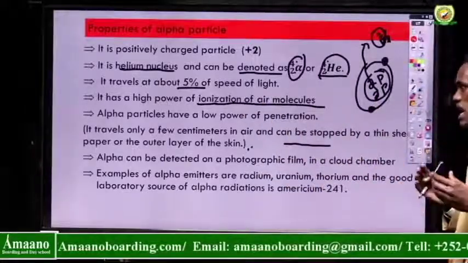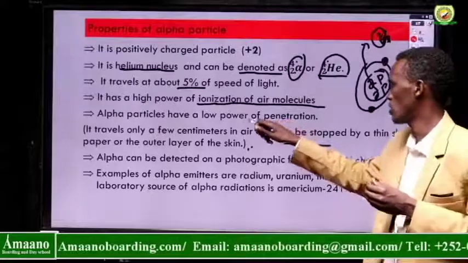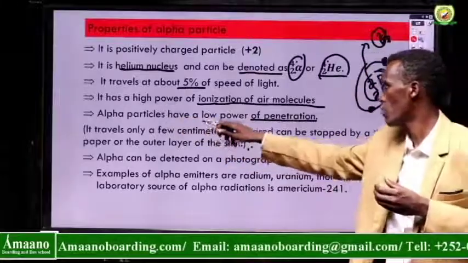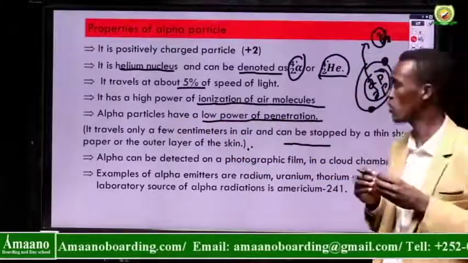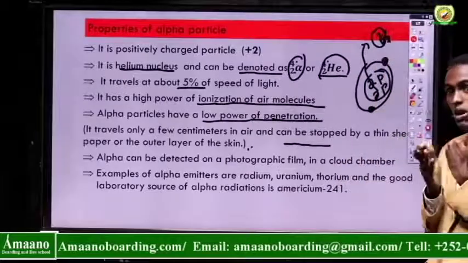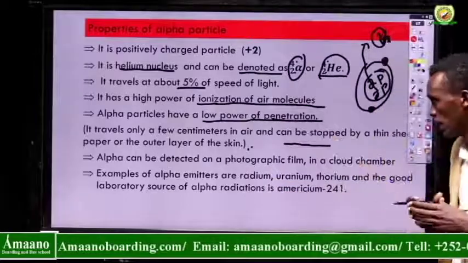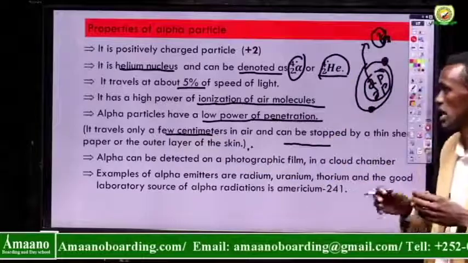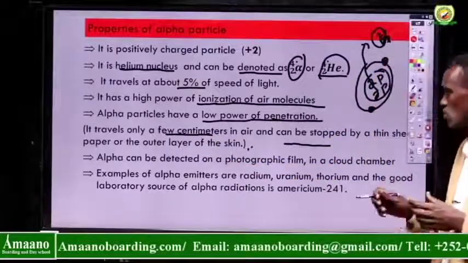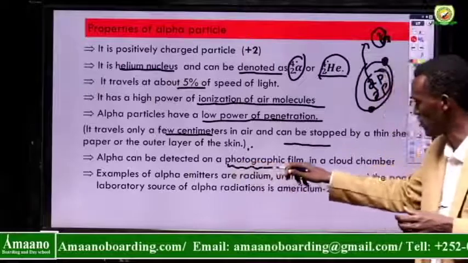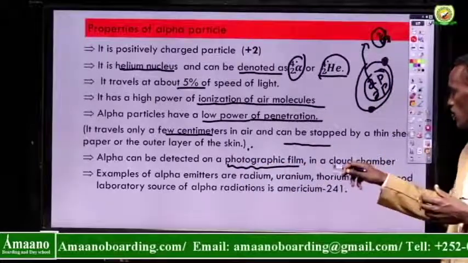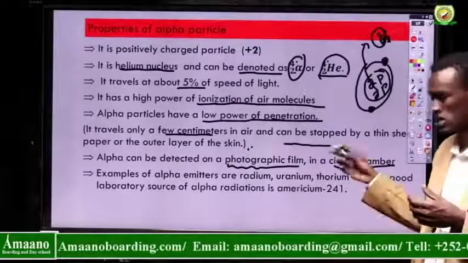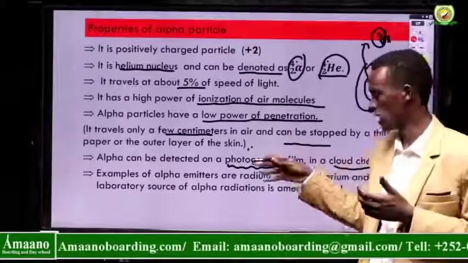Alpha particles have a low penetrating power. They can be stopped by the outer skin and thin sheets. This means they travel only a few centimeters in air. Alpha can be detected by devices called photographic film detectors and also by a closed chamber. We will study the next topic, the detectors of radiation.